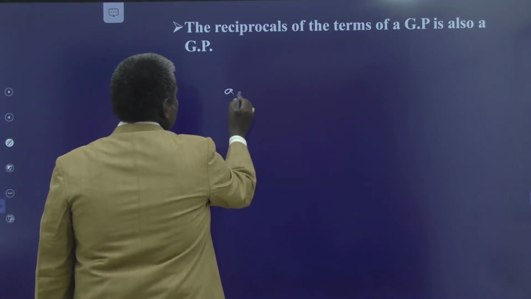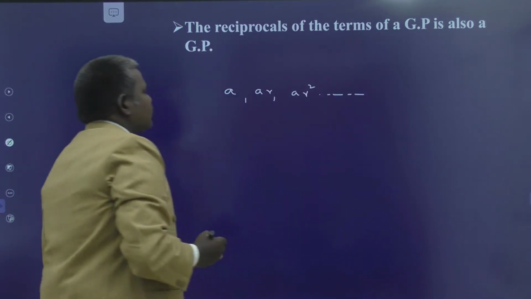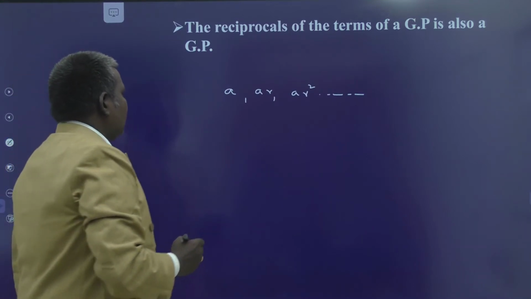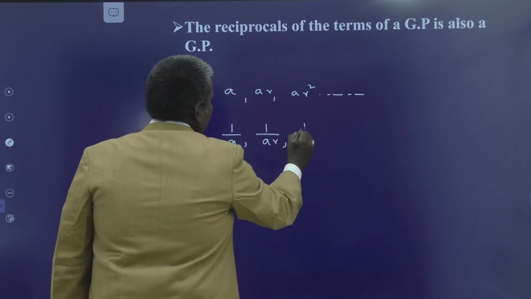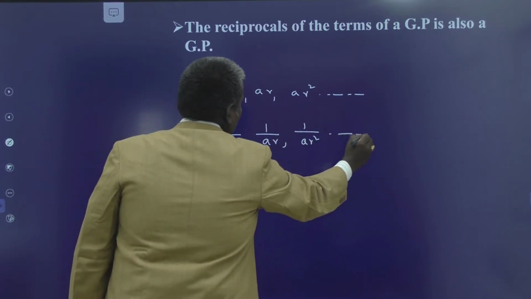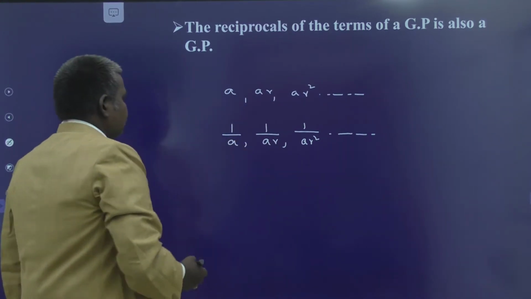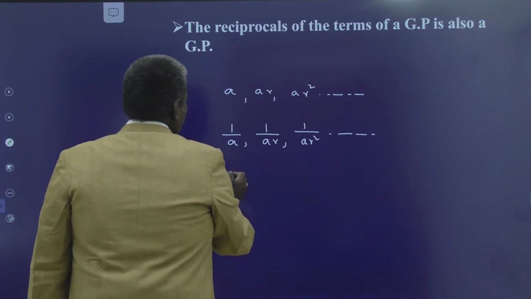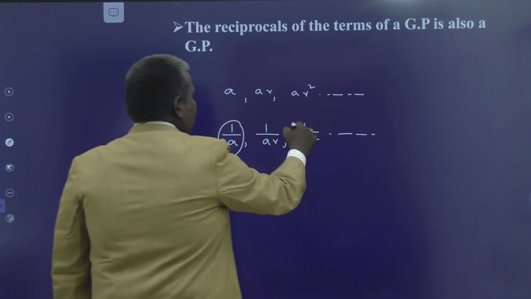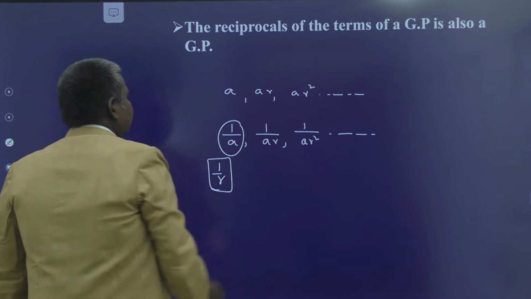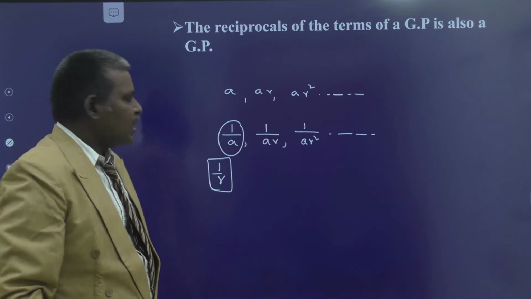Consider the geometric progression A, AR, AR square, and so on. This is a geometric progression. Now what are their reciprocals? 1 by A, 1 by AR, 1 by AR square, and so on. Now we are going to show that this is also a geometric progression. How can you show it? If you multiply 1 by A with 1 by R, we get 1 by AR. Multiply again by 1 by R, we get 1 by AR square. So by multiplying by 1 by R, we obtain each term from the preceding term.